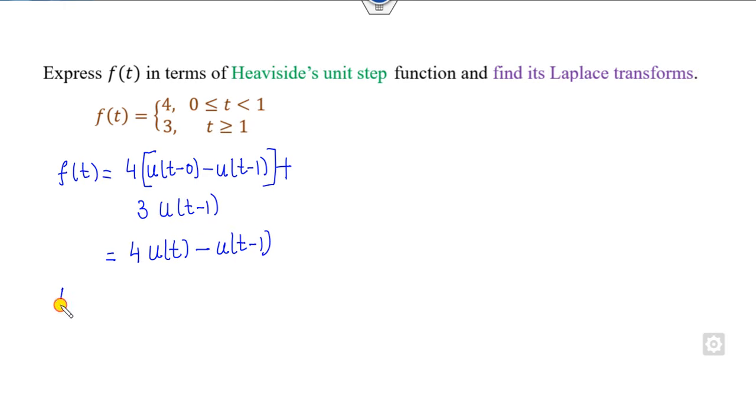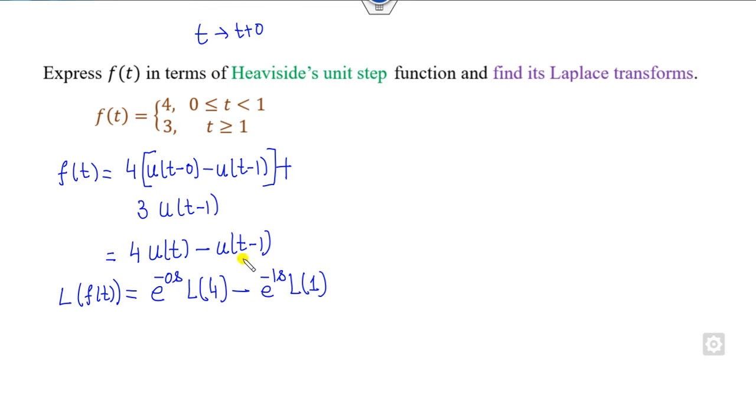Now can you find the Laplace of this? So what is the Laplace of, in this case, a is 0 and I can replace t with t plus 0, but there is no t, so I can simply write 4. E raised to power minus 1s Laplace of 1, because there are no other terms. So e raised to power 0 is 1, Laplace of 4 is 4 by s, e raised to power minus 1s, Laplace of 1 is 1 over s is the right answer of this problem.